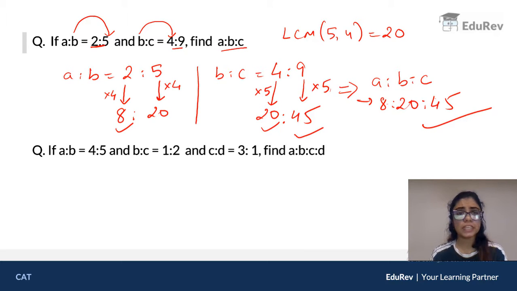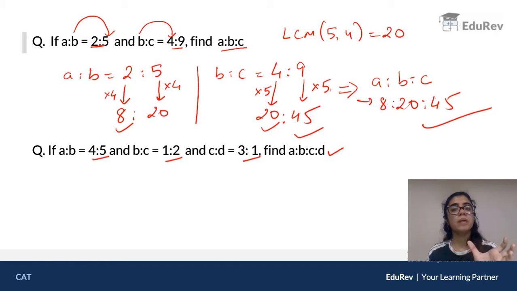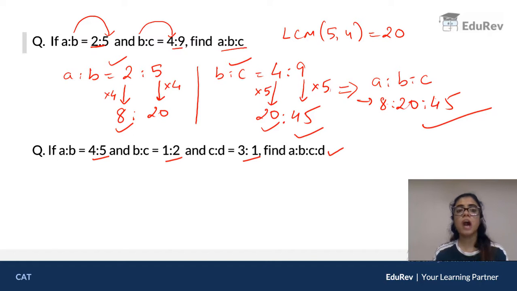A is to B is 4 is to 5, B is to C is 1 is to 2 and C is to D is 3 is to 1. We have to find out A is to B is to C is to D. So we have to combine 3 ratios together. So basically we'll have to do the same operation but 2 times. Okay? Because we have to combine 3 ratios. Okay? So how do we do it?